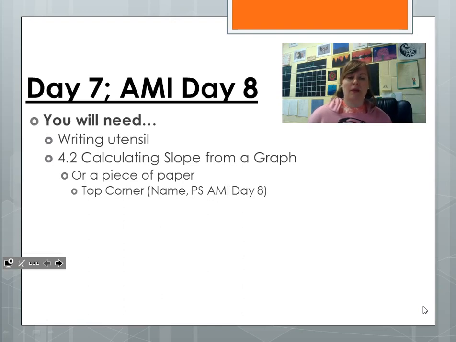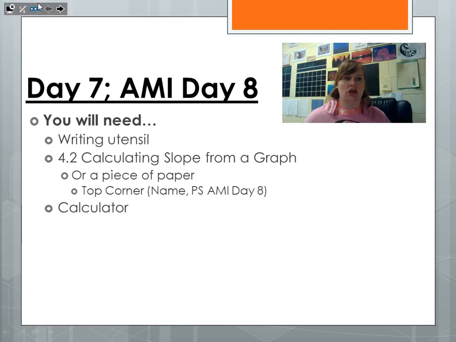They can write at the very top hand corner, write their name, write PS AMI day 8. Say they did yesterday's or haven't done yesterday's because they didn't have the worksheet to print off. Put at the top right hand corner your name, PS AMI day 7, tomorrow will be AMI day 8, 9, 10, and so on and so forth. You also need a calculator. If you don't have a calculator, your phones all have a good enough calculator to do the work for today.